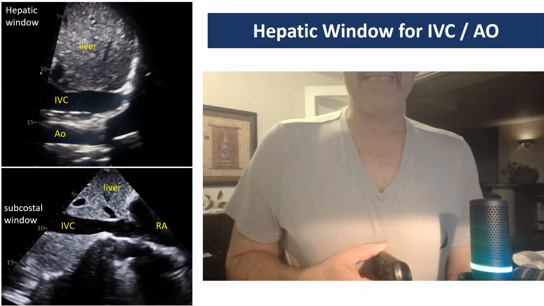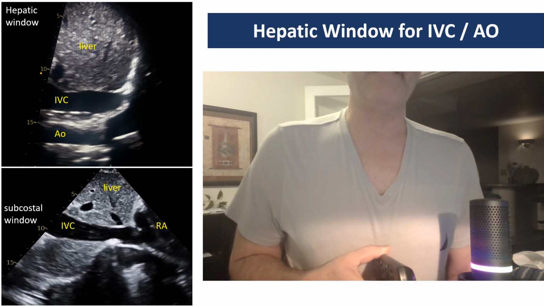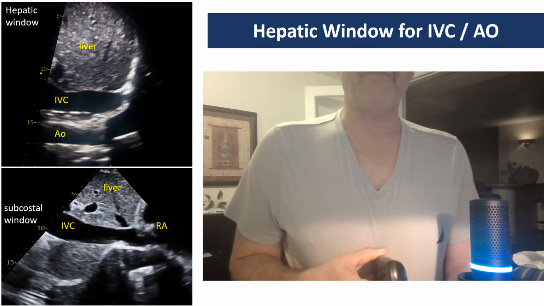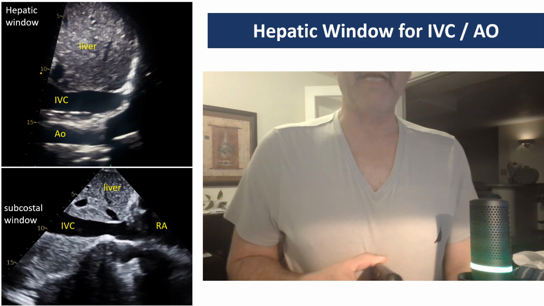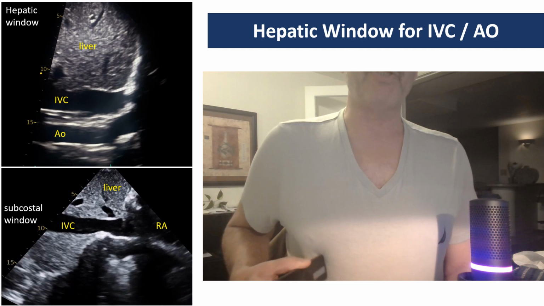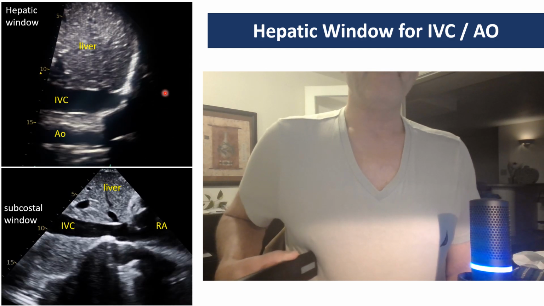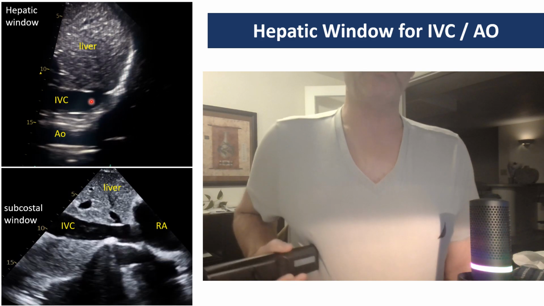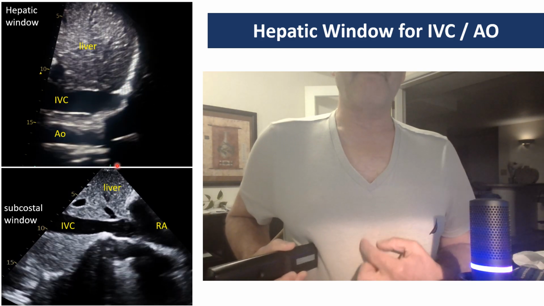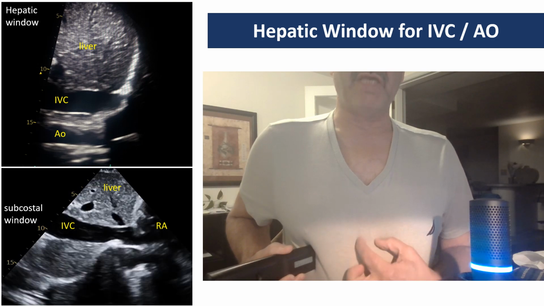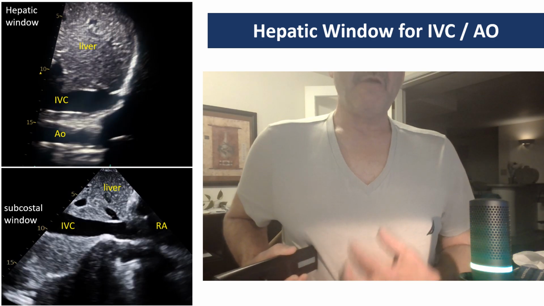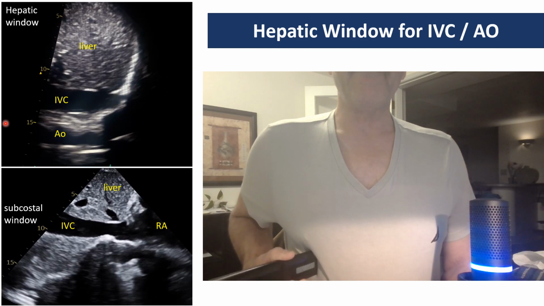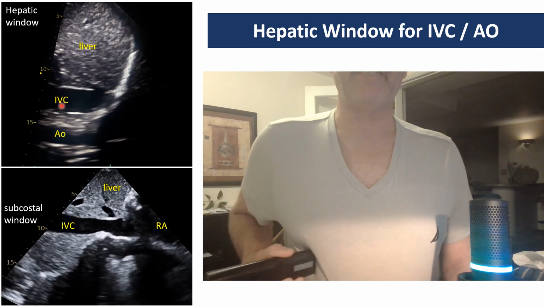For the hepatic window, as the name suggests, we use the liver as an acoustic window. What we do, at the same level of the subxiphoid, a little upper or lower, we slide to the right side of the patient, somewhere around the mid clavicle. Here is the clavicle, mid clavicle, pointing toward the IVC and aorta. As we know, the direction and location of the IVC and aorta is mid to deep, posterior in the abdomen. So we're pointing at that imaginary location of the IVC and aorta.